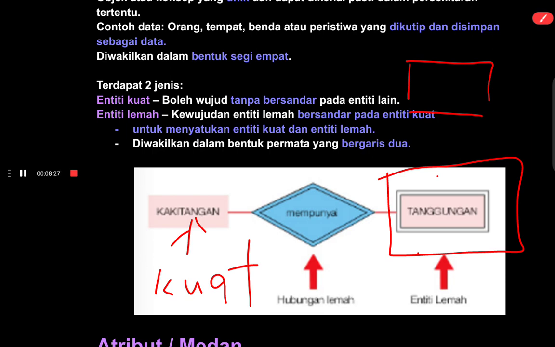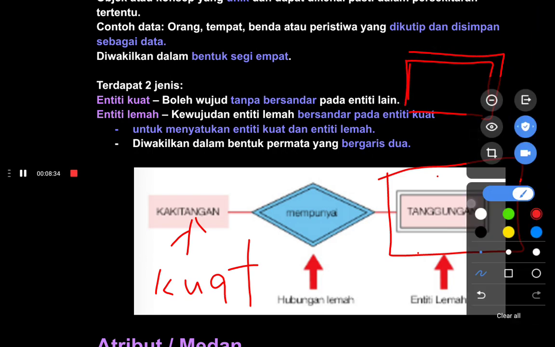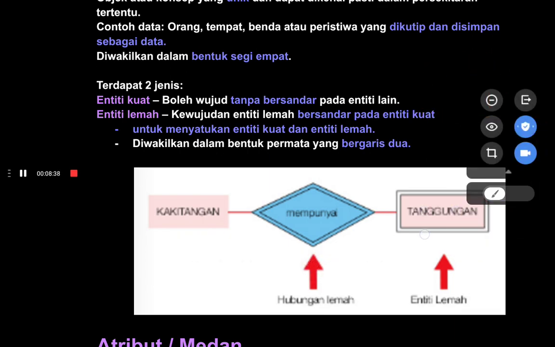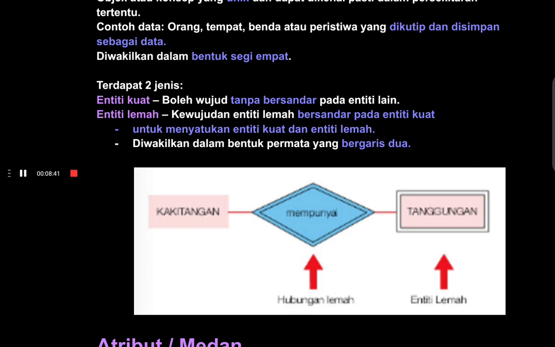Alright. So don't confuse yourself about when to use entity kuat, entity lemah. Just go to entity. Just a rectangle will do. Okay. Next. Entity lemah. Let's just go through it.